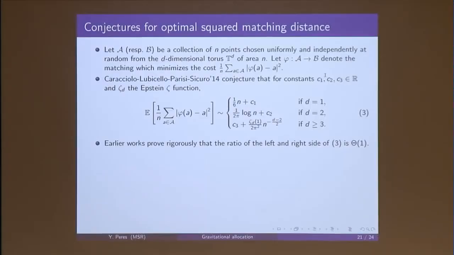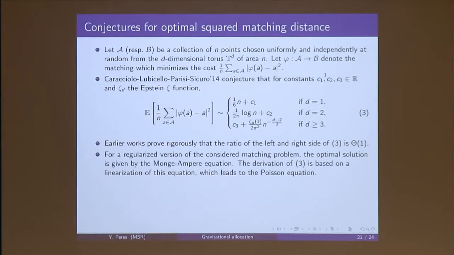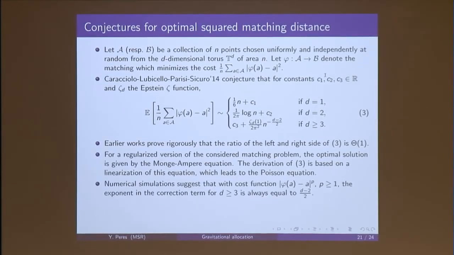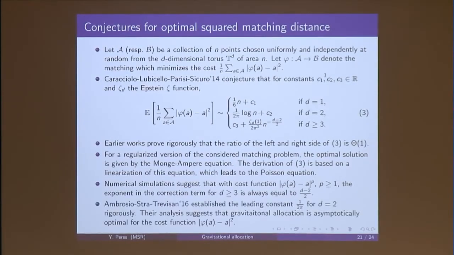But in fact, they came up with a conjecture for the constant, and this conjecture was proved, for d equals 2, by Ambrosio, Stra, and Trevisan. So they established this 1 over 2 pi rigorously for the optimal matching. What's most interesting for us is their analysis suggests, but doesn't prove, that gravitational allocation will also achieve this asymptotic optimal constant. So although it doesn't seem to be optimal for W1, it does seem to be optimal for W2.